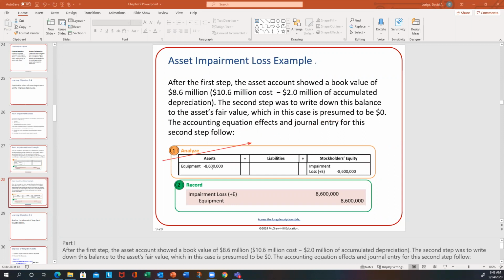So essentially, at that point, you'd be debiting an impairment loss. It basically is going to go on your income statement just like an expense. It's going to reduce your profits. And then you're going to get rid of that equipment off your books by simply crediting the equipment. So notice you'll reduce your assets. And of course, you're going to be reducing your equity as well.